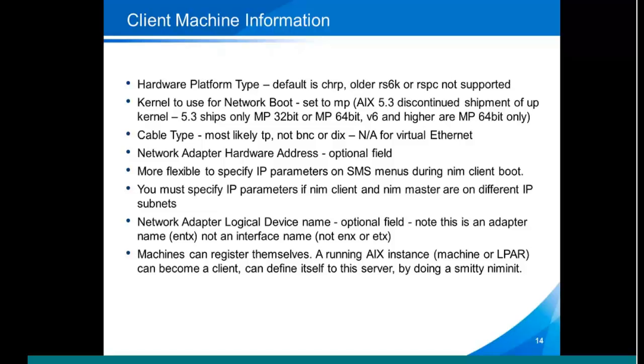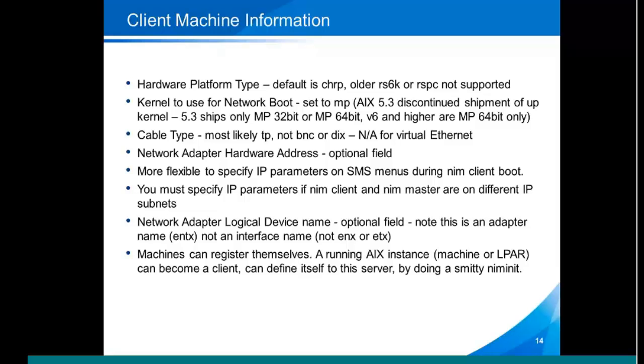So in terms of the client machine, there's some fields that you're going to have to fill in. The first thing it's going to ask you for is hardware platform type. The default is CHRP, and that's basically what you're going to be using. I don't even know why they give you a choice now. You're going to tell it what kernel to use. Ever since 5.3, we've only shipped an MP kernel. And once you get to version 6 and higher of AIX, we only do 64-bit MP kernels. So you can pretty much guarantee that you're going to be doing an MP 64-bit kernel.